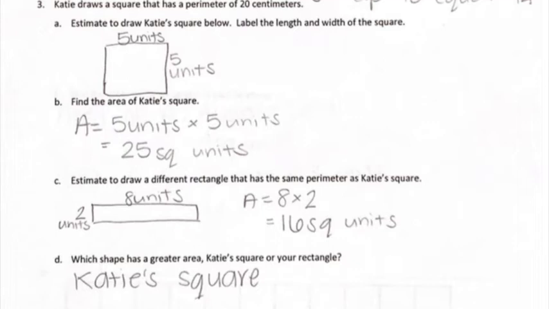Estimate to draw a different rectangle that has the same perimeter as Katie's square. So, dividing 20 by 2, I'm going to get 10. When I add two of the side lengths together, I want them to equal 10. So I found another way would be 8 units by 2 units. And I found the area would be 8 times 2 equals 16 square units. Which shape has a greater area, Katie's square or your rectangle? Katie's square has a greater area.